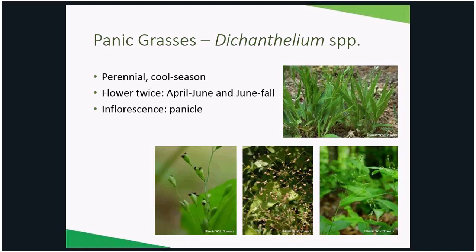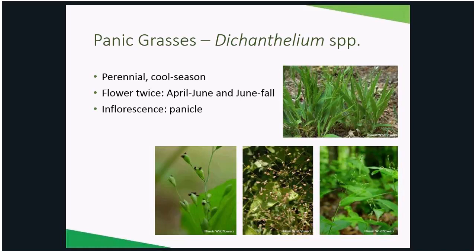These grasses flower twice, so you'll see them put an inflorescence out on the tip of the plant in early spring, and then they'll flower again in the summertime, and those inflorescences, or flowering clusters, come out from the branches of the plant, so along the leaves. So, interesting plant. If you see it flower twice throughout the summertime, that might be a good clue that you're looking at a panic grass.